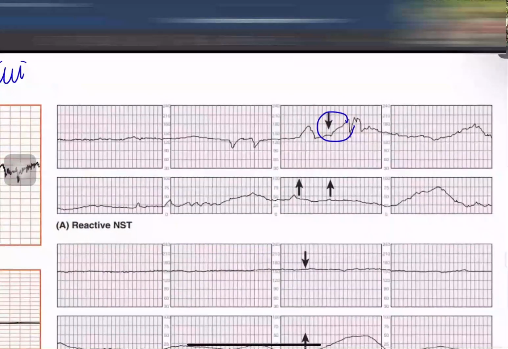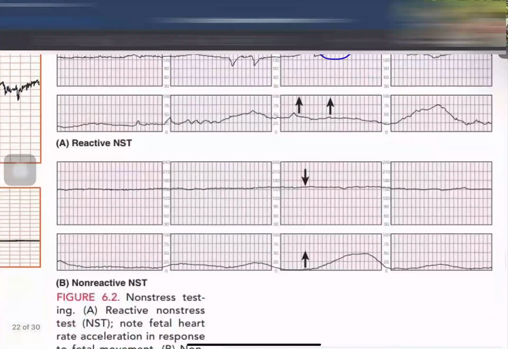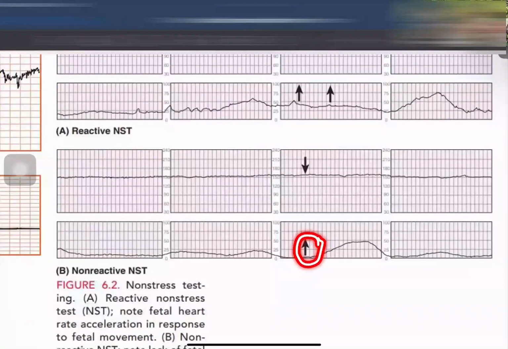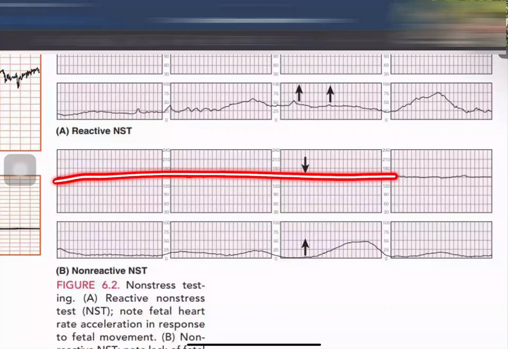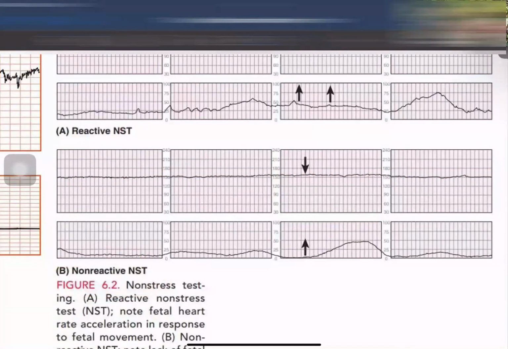So class, why am I showing you these images? Because in the clinical setting, if you are the ones who will get that strip, you need to scan it right away. So that if you will see something like this, look at this class. Nag-move daw si baby dito. Nag-contract yung uterus dito. Pagkatapos, look at the heart rate. As is. Which means, class, that the baby is non-reactive.